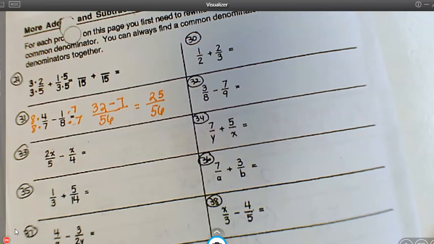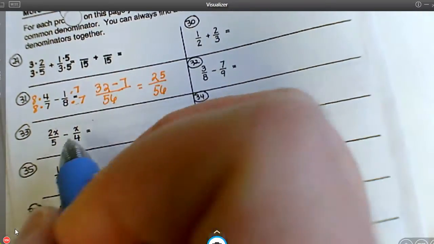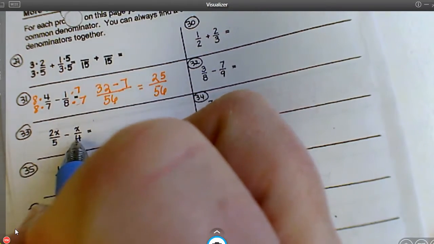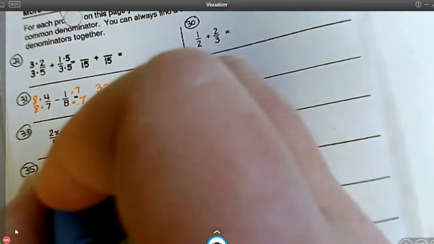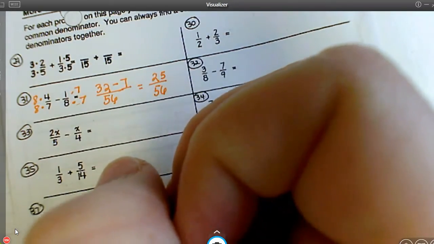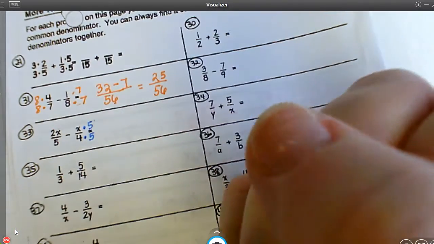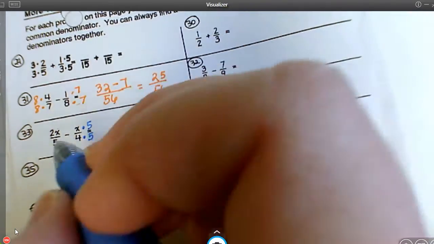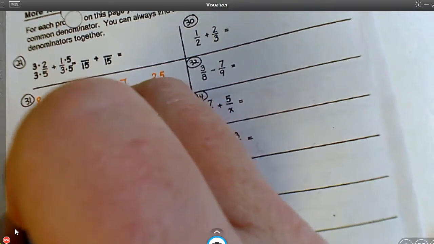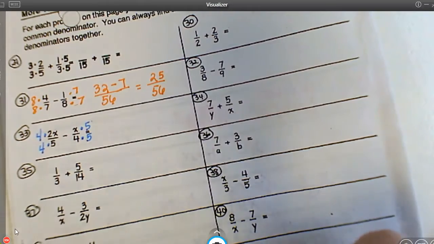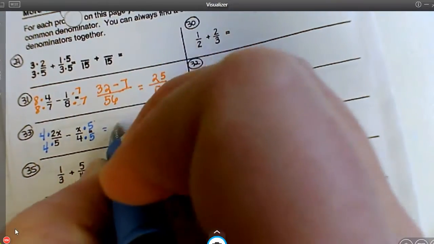So the next one has x's in it, so let's see how that works. So we have 5 and 4. So our common denominator is going to be 5 times 4, 20. Which really means I'm going to multiply the 4 times 5, which means the top has to be multiplied by 5. And I'm going to multiply the 5 times 4, which means I'm going to multiply the top by 4. So basically you're just multiplying the opposite one by itself.